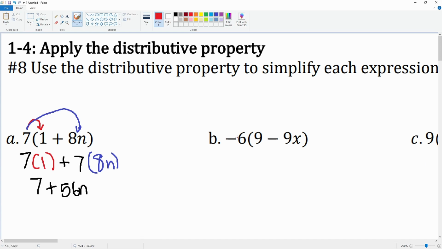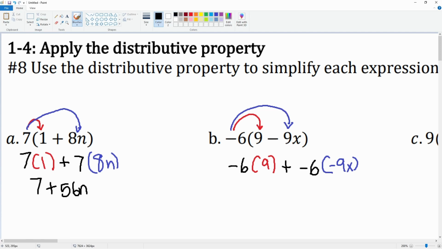All right, next we have -6 parentheses 9 minus 9x. We have to now distribute. So this is going to be distributed to the 9. The -6 is going to be multiplied to the 9. Then understand it's always an addition, so I'm just going to bring down an addition. The -6 is going to be multiplied to the -9x. So here's the -9x, and this is the -6 that was being multiplied to it.